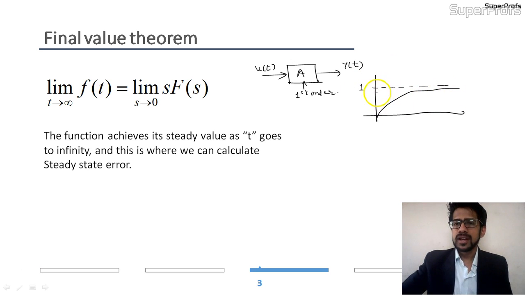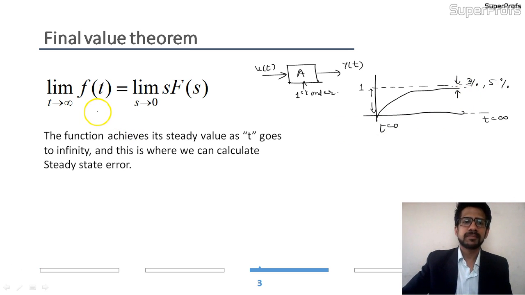Now, as you can see, the error at the starting of the response at t equal to 0 is very large, is 100% error. But as time goes forward, the error becomes less, and in the tolerance band of 3% to 5%, we allow the error to occur. Now let us assume for time at t equal to infinity, our value will virtually be equal to 1. That means our error will be 0. This is the same statement which is used in final value theorem.